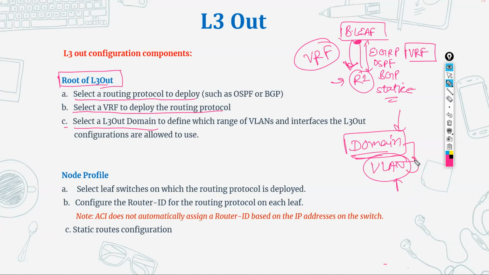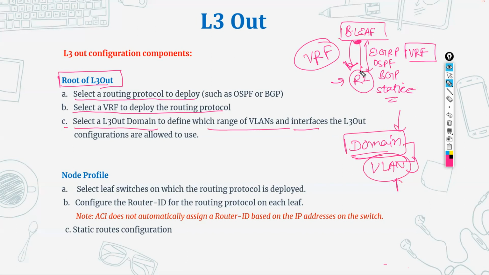So likewise in the layer 3 out we have the layer 3 out domain, wherein we need to define the range of VLANs and interfaces that we are going to use to connect to the outside device.